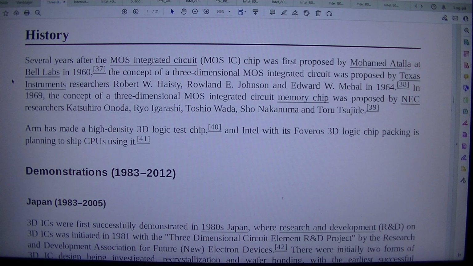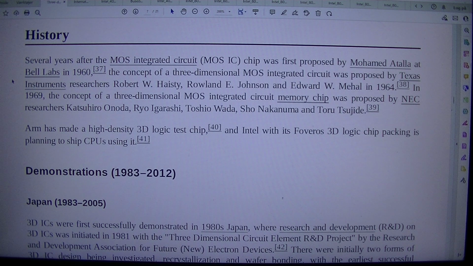In 1969, the concept of a three-dimensional MOS integrated circuit memory chip was proposed by NEC researchers Katsuhiro Onoda, Ryo Igarashi, Toshio Wada, Sho Nakanuma and Toru Tsuji. ARM has made a high-density 3D logic test chip, and Intel with its Foveros 3D logic chip packaging is planning to ship CPUs using it.